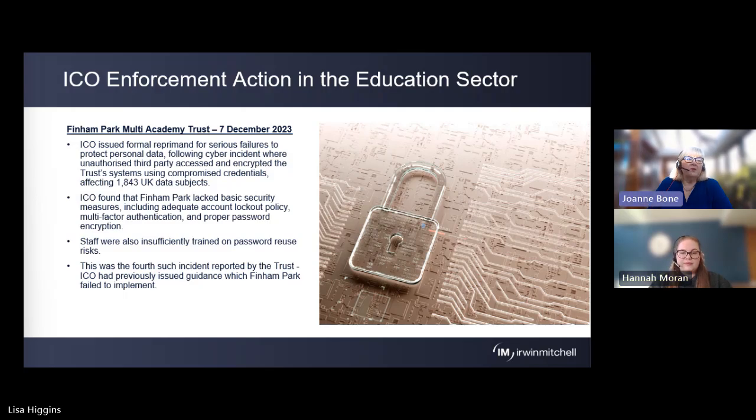Well, that explains it in terms of if it's the 4th time and you've not implemented what the ICO told you to implement, then they tend to get a little bit agitated. So yeah, I don't think they were happy.